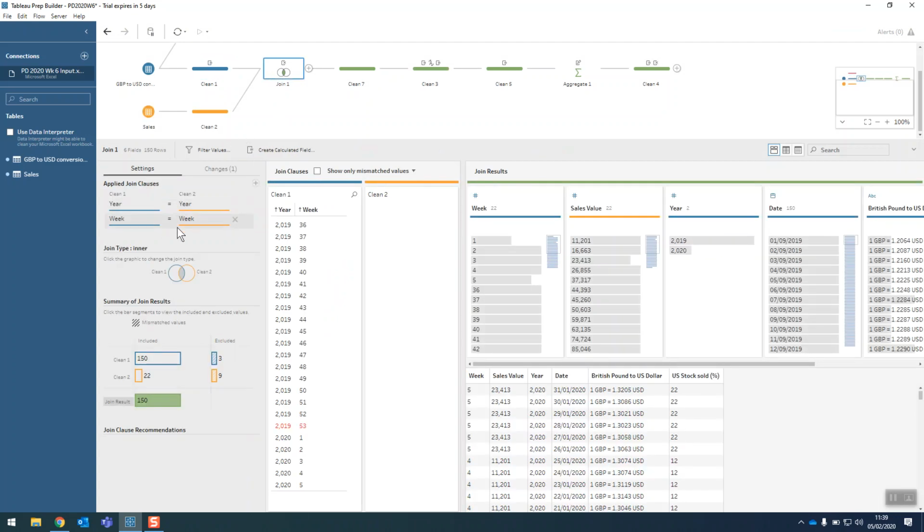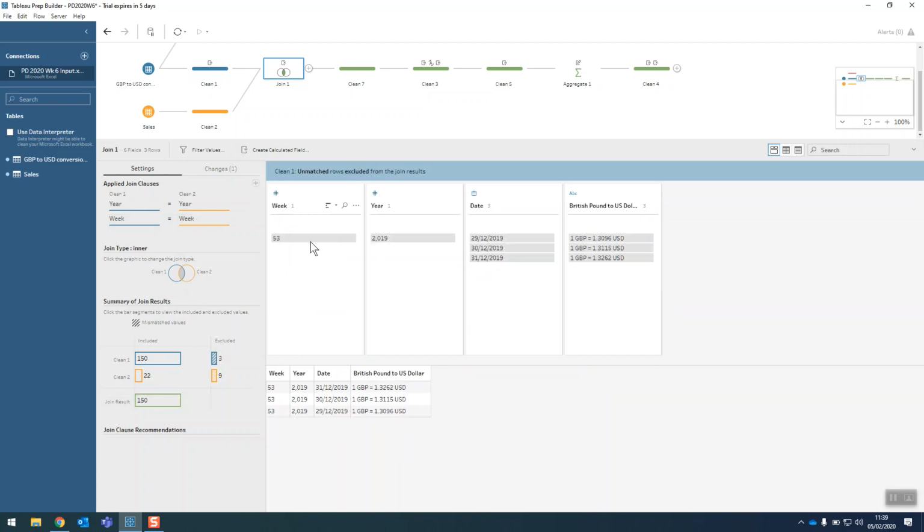So we've got year and week as our join clauses, and we can see there's a couple of exclusions happening here. We can see that week 53 isn't coming through for our conversion rates. Possibly the way our company is describing the week number, maybe they're putting week 53 sales into either week 1 or week 52, but for this challenge that isn't something we need to worry about. It's just interesting that that's happening, but we're going to ignore it.